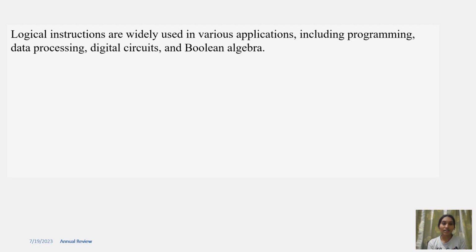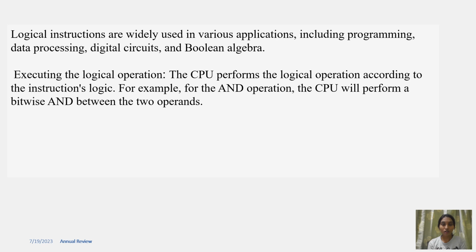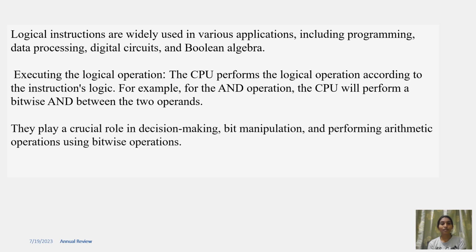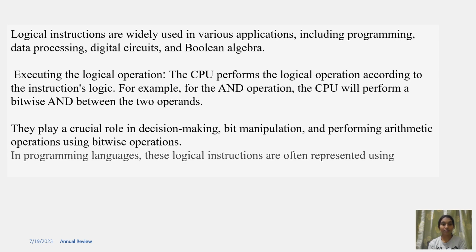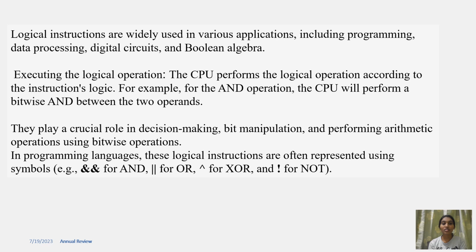Logical instructions are widely used in various applications, including programming, data processing, digital circuits, and Boolean algebra. Executing the logical operation, the CPU performs the logical operation according to the instruction logic. For example, for AND operation, the CPU will perform a bitwise AND between two operands. They play a crucial role in decision making, bit manipulation, and performing arithmetic operations using bitwise operations. In programming languages, these logical instructions are often represented using symbols. For example, these are the symbols of AND, OR, XOR, and NOT.